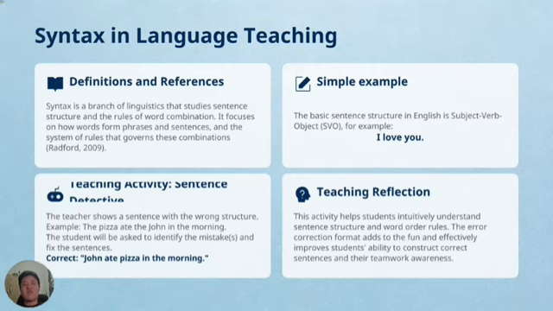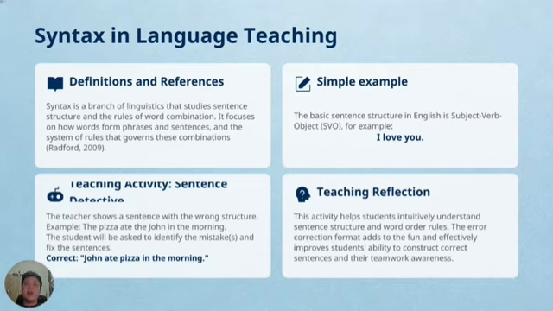My teaching activity is called Sentence Detective. We show one sentence and the students find the mistake and fix it. For example, the sentence is "the pizza is June," and the student needs to change it to "June is a pizza." In this part, my reflection is the game is fun for primary students and they learn correct word order naturally, and they make fewer grammar mistakes when speaking and writing.